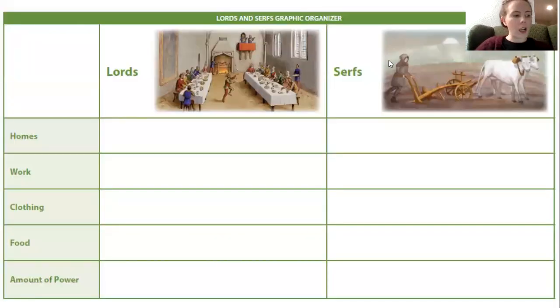All right, so I remember we were looking at this chart when we started copying it earlier. I've added some details for the serfs about their homes. So that you can keep taking notes as we go, I want you to make a row for their work, a row for their clothing, a row for their food, and then a row for the amount of power that they had, so that you have spaces to add information about the lords and the serfs. You can pause the video if you need to write that down before we move on.